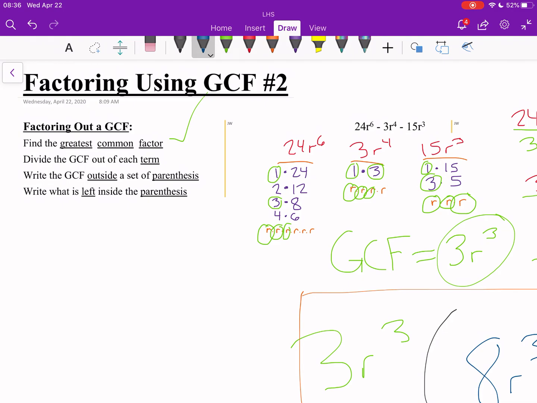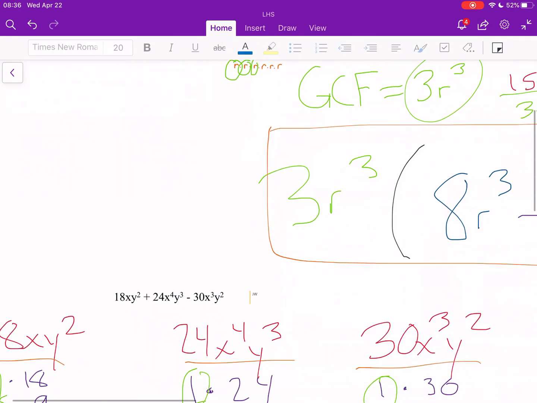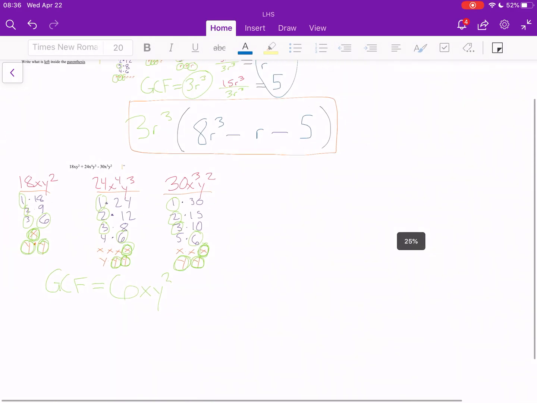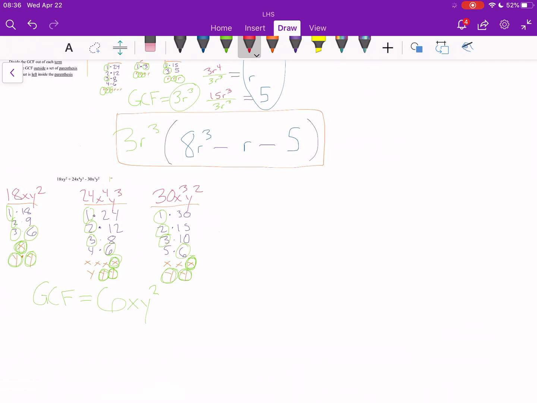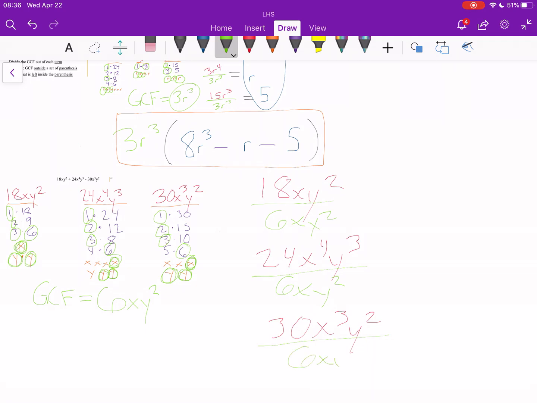So we did that. Now we need to work with step 2, which is to divide the greatest common factor out of each term. Again, that's where I'm going to rewrite all of these guys over here. I'm just going to take each of my terms that I have in red, and I'm going to write them right here, making sure to leave space so that I can divide each of them by the greatest common factor. The greatest common factor that I've got written there in green, 6xy squared. And divide by 6xy squared.